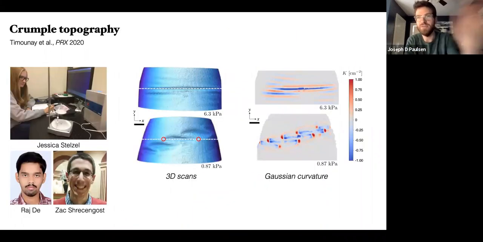One little future-looking, tantalizing clue is that we've done some maps of the local Gaussian curvature of these buckled morphologies, and we can see stress focusing in these things. So in the middle column are these 3D scans that Jessica made, and on the right column are local Gaussian curvature maps that Zach extracted. And these bright red points and bright blue regions are where the stresses are concentrated.